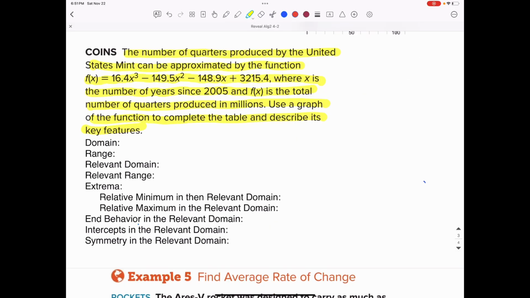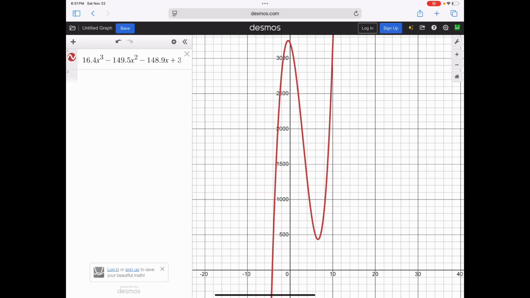First off, the domain. The domain of a polynomial function is all real numbers. And the range. The range of this particular function, let me go back to it. You can see that the range is going to be decreasing to the left but increasing to the right, and when a graph does that, it means that the range is also all real numbers.